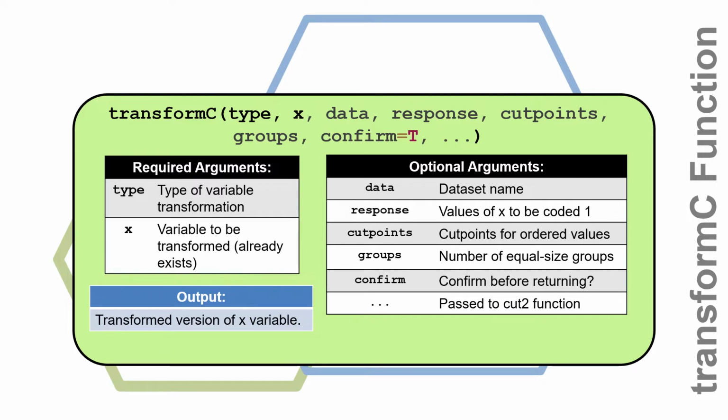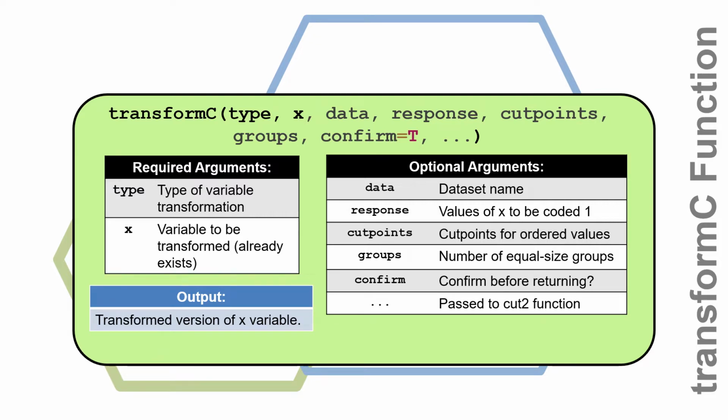I will demonstrate some of them in this video and show you where to find a complete list of transformation types. The x argument is set equal to the variable to be transformed. With transformC, you have the standard option to specify the dataset name. The function also has some unique optional arguments. I will show you how to use optional arguments named response, cutpoints, groups, and confirm in this video.